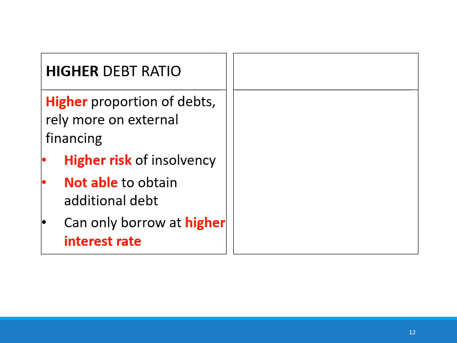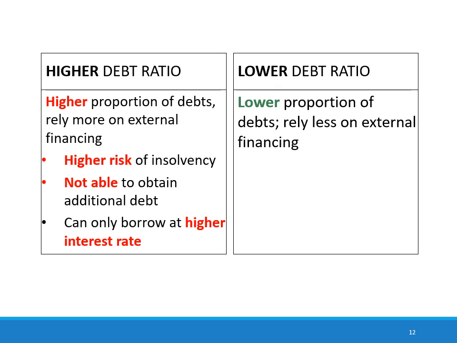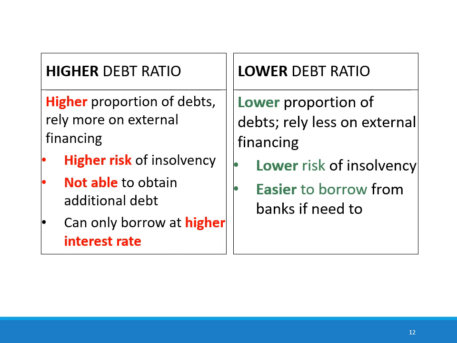Companies with a lower debt ratio have a lower proportion of debts. They rely less on external financing. There is a lower risk of insolvency, and it's easier to borrow from banks if needed.